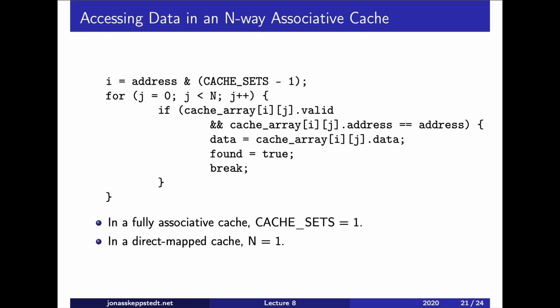And if we have only one set, then we have a fully associative cache. And instead, if n, the number of cache rows in each set, is 1, then we have a direct mapped cache.